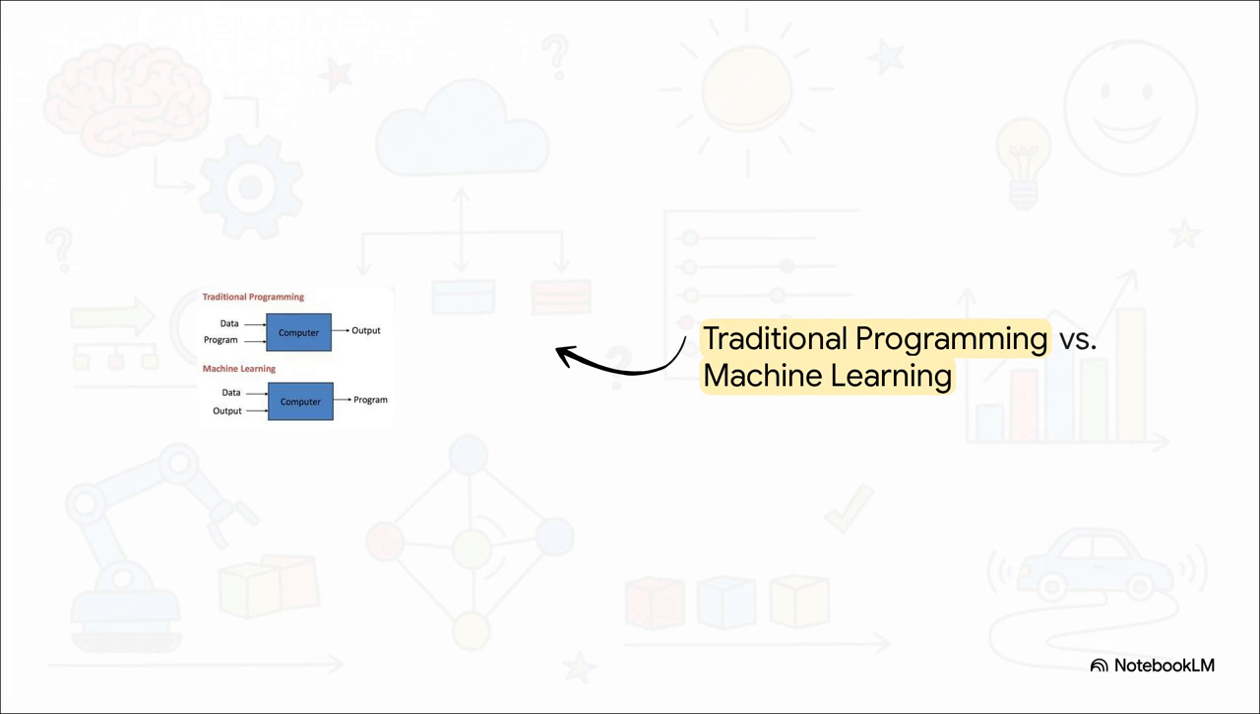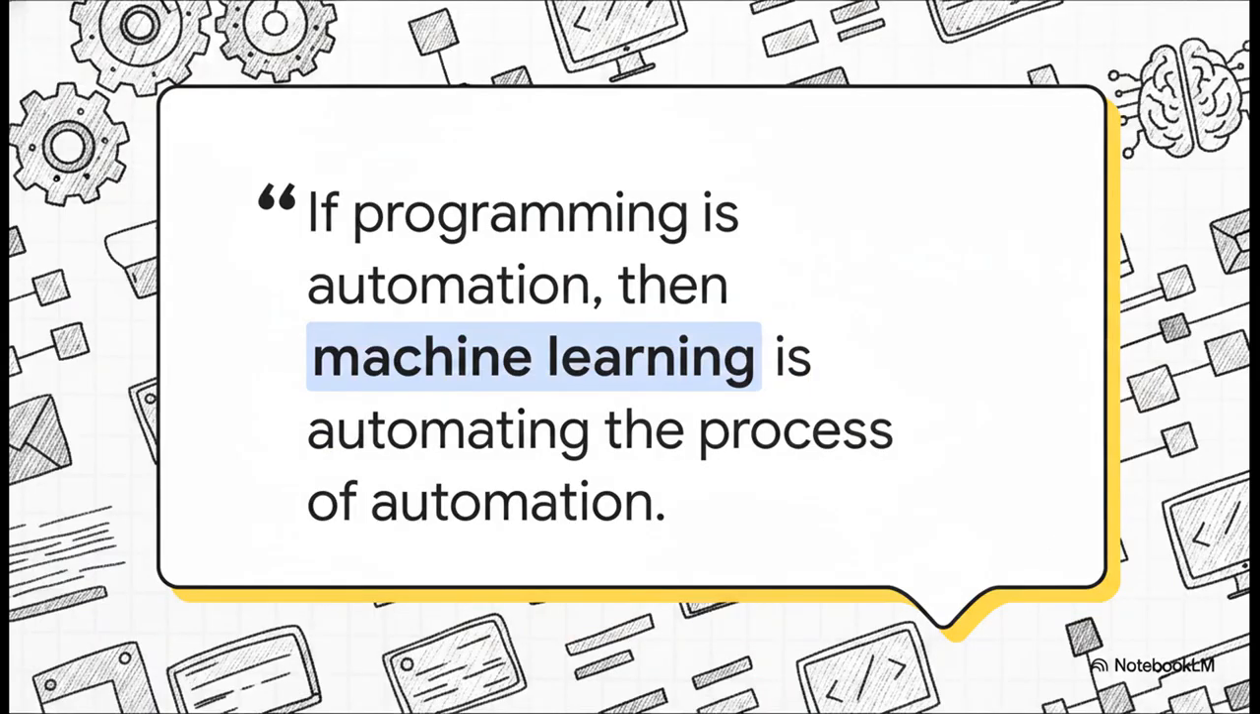In machine learning, we feed the data and the desired output into the computer, and the computer actually creates the program itself. Which leads us to this really profound quote, and honestly, the absolute core of our topic. If programming is automation, then machine learning is automating the process of automation.